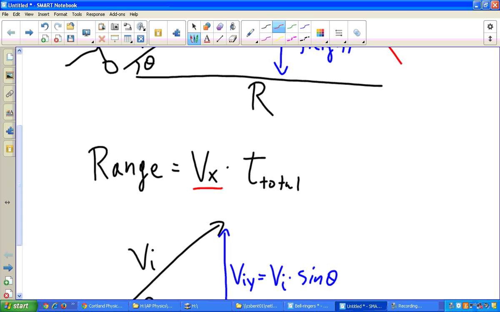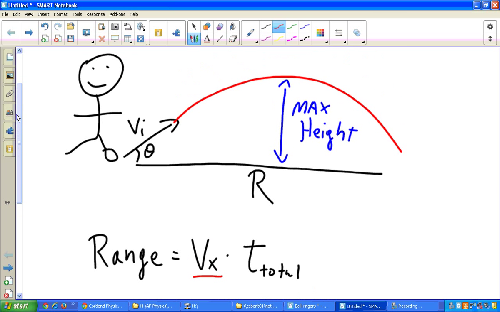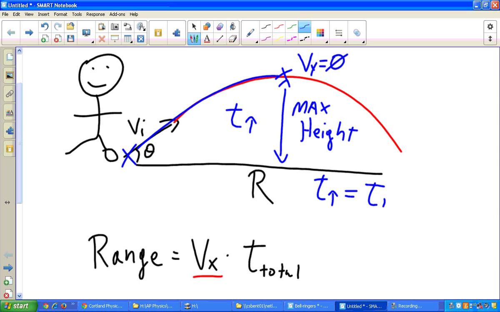So now we have the horizontal piece in our equation. We need to find some expression for the total time. So we're going to figure out how long it takes to get from our start position up to max height, because one of the things we know is that at the max height, the vertical component of velocity is 0. We're going to use that fact to find the time it takes to go up. Then, because we're starting and ending at level height, the time it takes for an object to go up in the air is equal to the time it takes to go down. That allows us to say that the total time is going to be 2 times the time it takes to go up into the air.